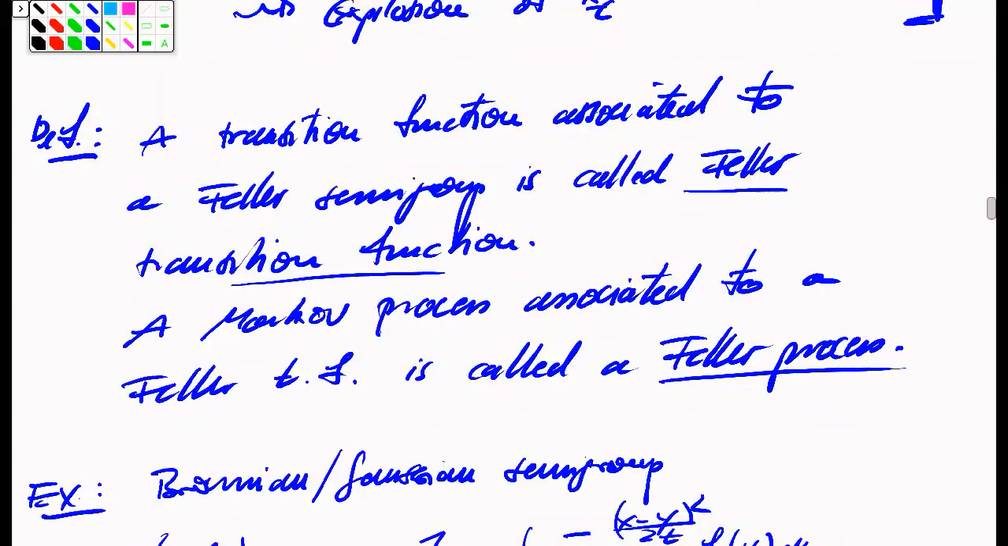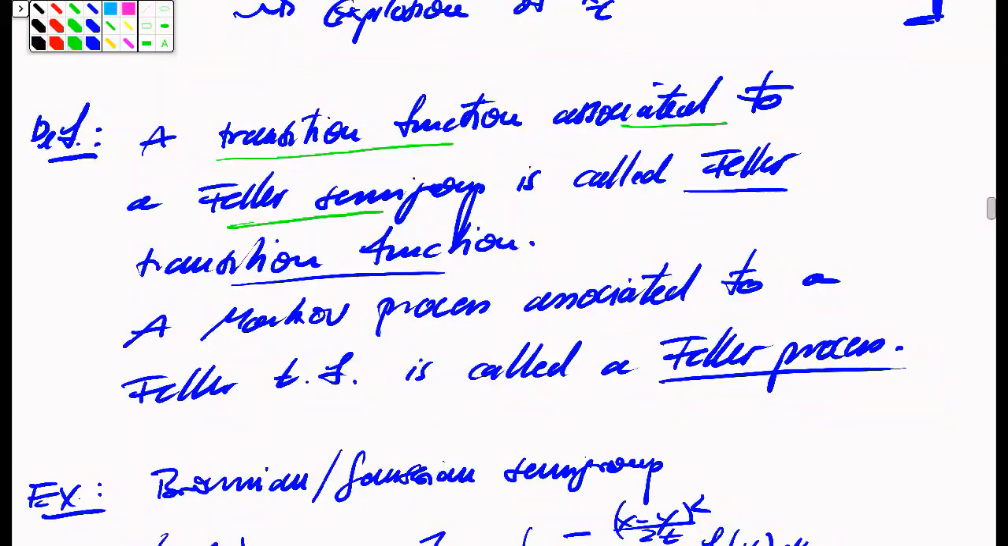And for that purpose, we introduce the following notation, which says that the transition function, so that's the analytic object, let me say it again, the transition function is the family of kernels satisfying the Chapman-Kolmogorov equation. A transition function associated to a Feller semigroup.